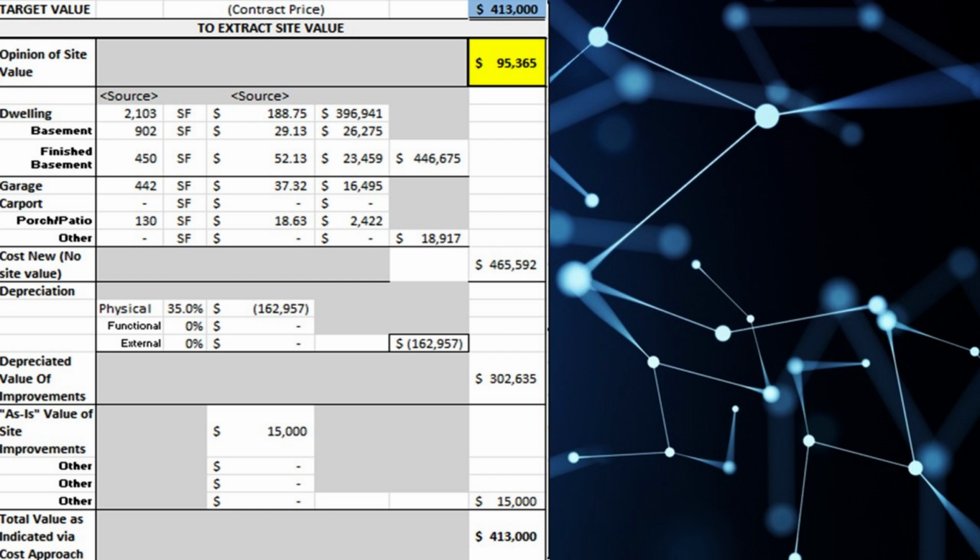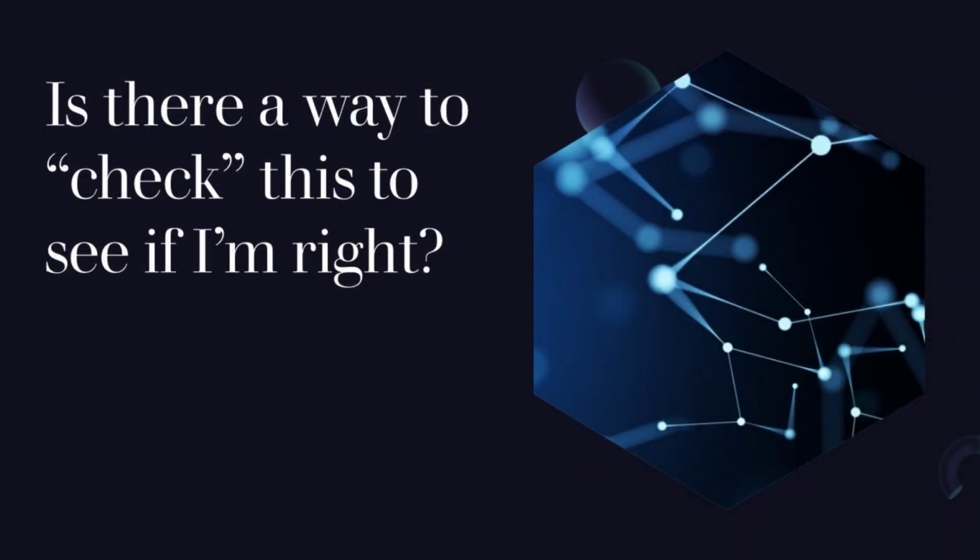You rightly say that approximately $95,000 is 23% of the contract price, which appears to be on the low side. Frankly, it may be. But this is why you must make sure that your costs per square foot are accurate, that your estimate of accrued depreciation is accurate, and that your mathematics in general is accurate. Now, is there a way to check to see if you're right in your calculations? Well, the calculations we just went through are mathematically accurate. Are they right? So let's take a look at one way to become a little more confident in those conclusions.